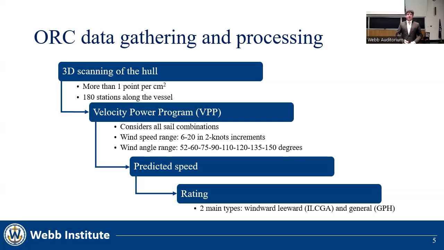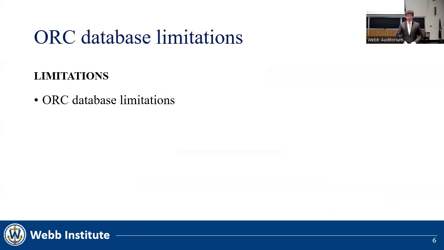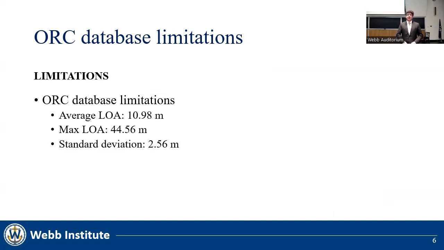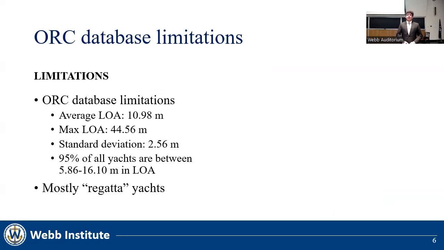But like anything, this database has its limitations. The main thing was that the average length of the yachts included was just 11 meters, and the maximum was 44.5 meters. The issue was that the standard deviation was just 2.6 meters, meaning that 95% of all the yachts were between 5.9 meters and 16 meters. Another issue is that mostly the vessels included are regatta-ish vessels.